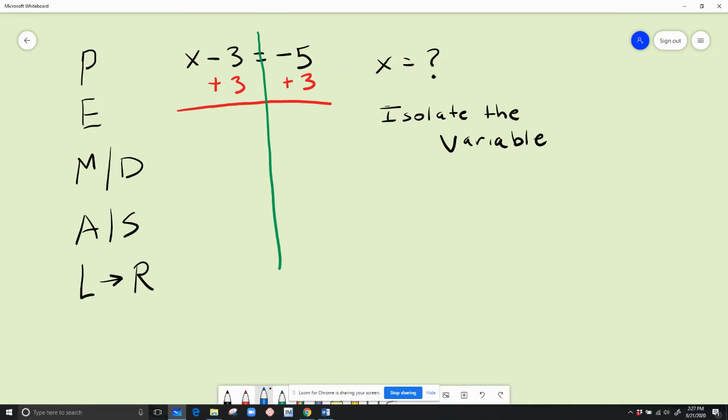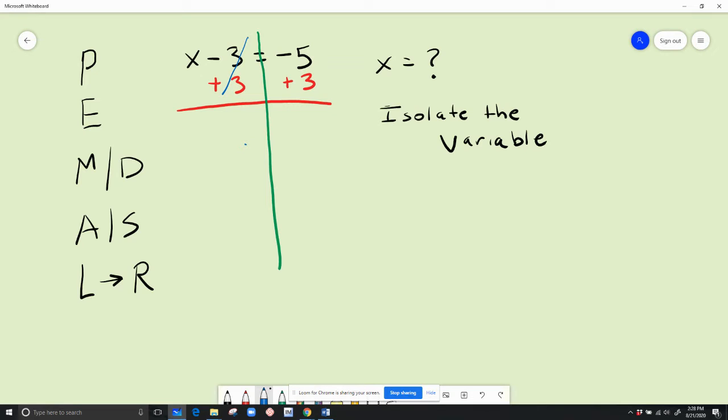Now we're going to go ahead and solve this. If I added 3 to a -3, what happened? Well, that canceled out. Wasn't what I was trying to do at all. Let's try that again. All right. So they cancel out. I'm still learning, obviously. All right, they cancel out.